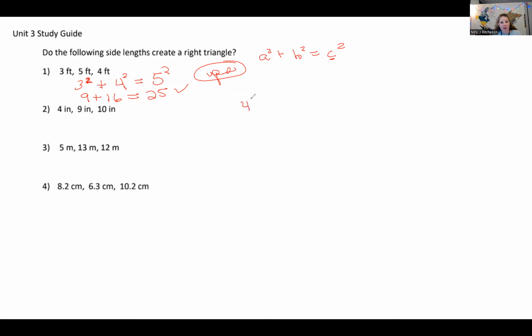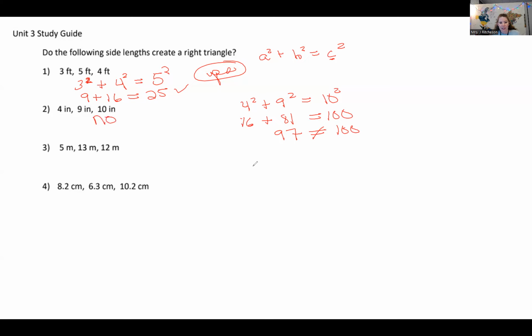We have 4 squared plus 9 squared equals 10 squared. 4 squared is 16 plus 81, and 100 would be 10 squared. Well, this is not true. 81 plus 16 is not 100. What would that be? 97? 97 is not equal to 100. So the answer for number 2 is no.